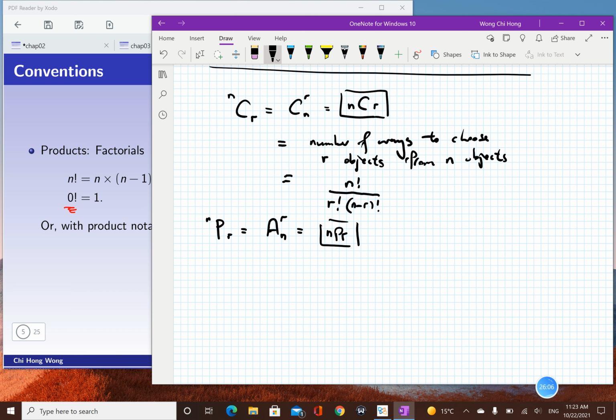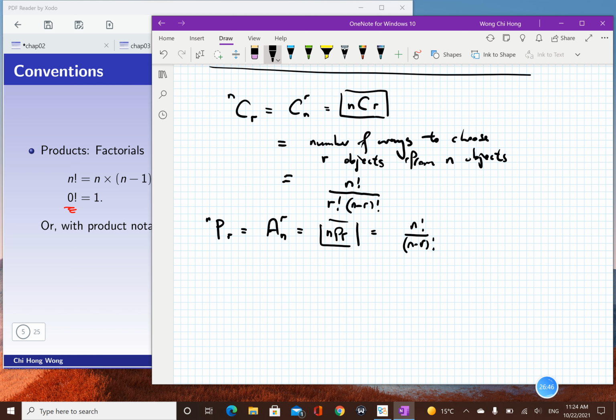This is your permutation: the number of ways to choose these objects where order matters. Remember, I'm picking out 3 balls from 10. If I pick the first one red, the second one blue, the third one green, it will be different from picking the first one blue and the second one red. So this is going to be a number slightly larger than your nCr.